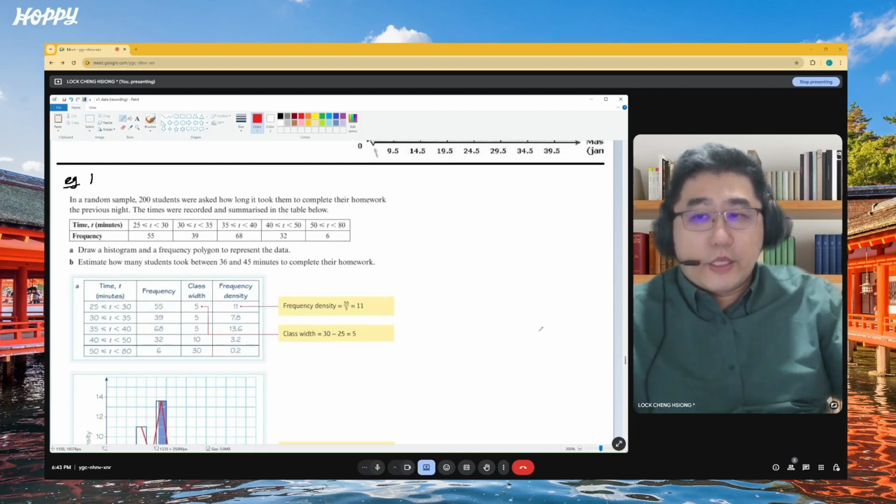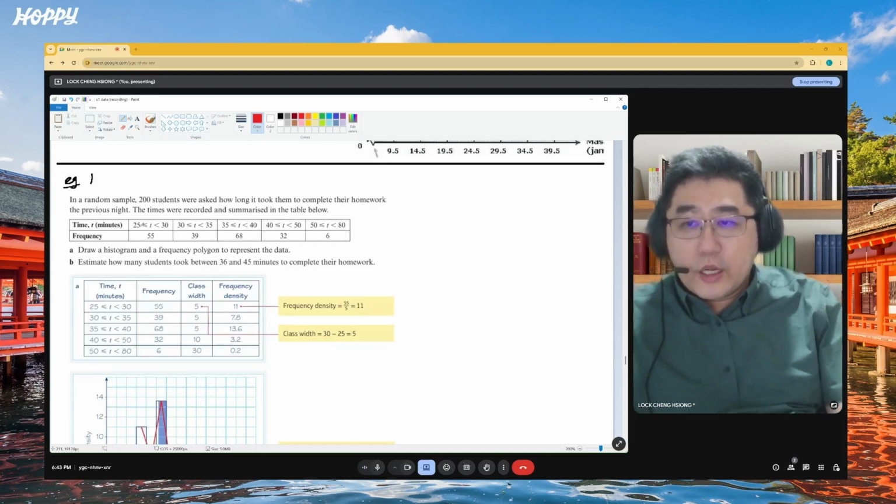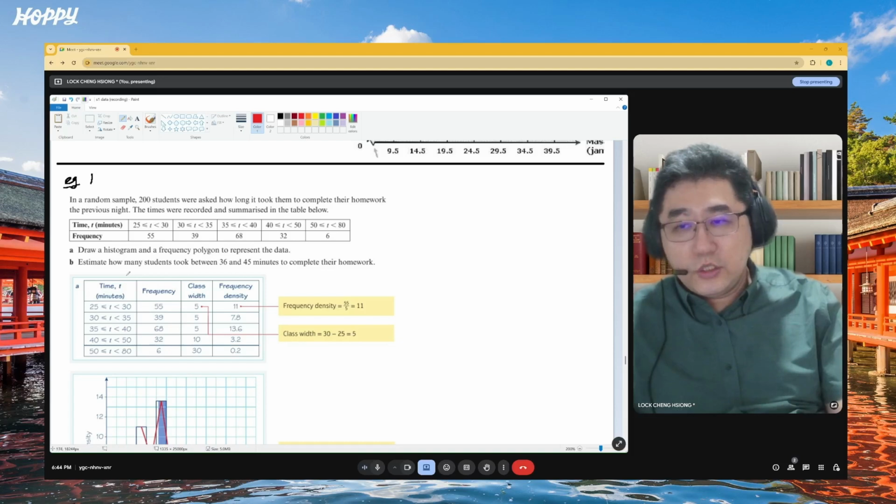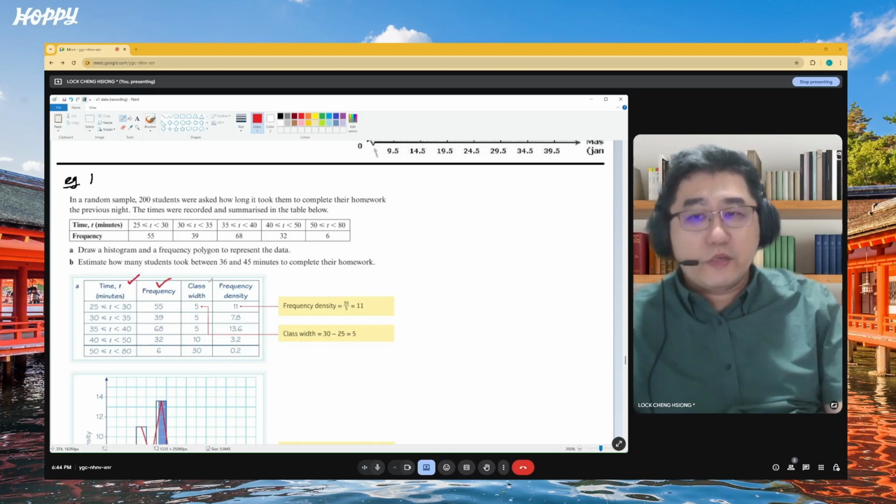So I have a data. This one I have 5 groups. This is grouped data: 25 to 30, 30 to 35, 35 to 40, 40 to 50, 50 to 80. Let me rewrite the table. So 25 to 30, 30 to 35, 35 to 40, 40 to 50, 50 to 80. And you have frequencies 55, 39, 68, 32, 6. So these two columns are the information given by the table.